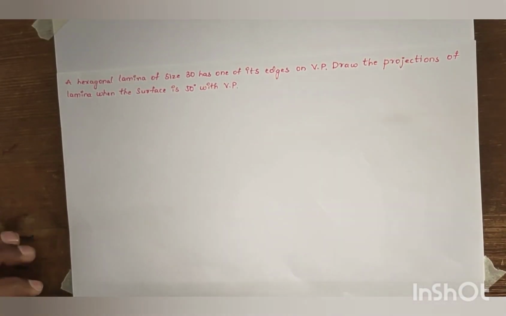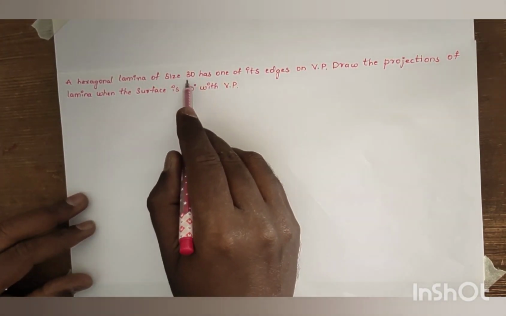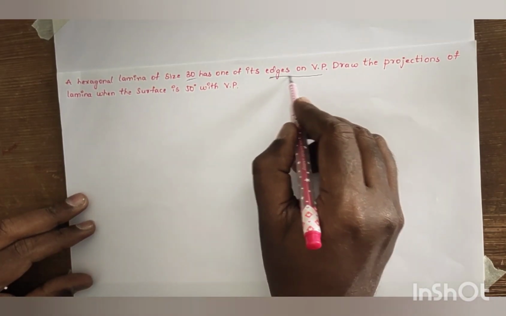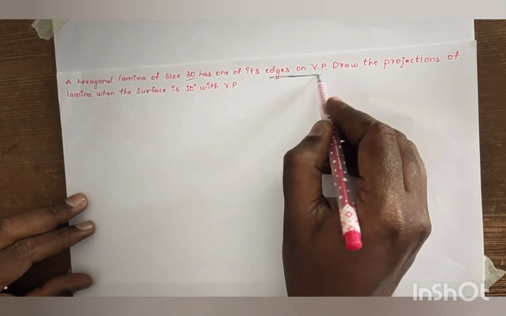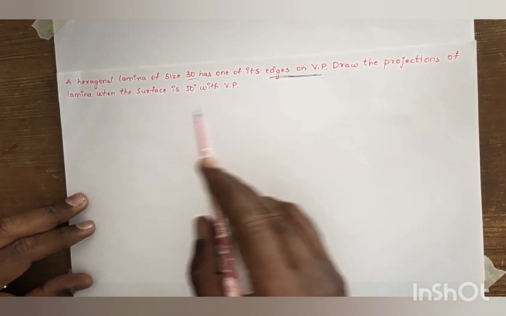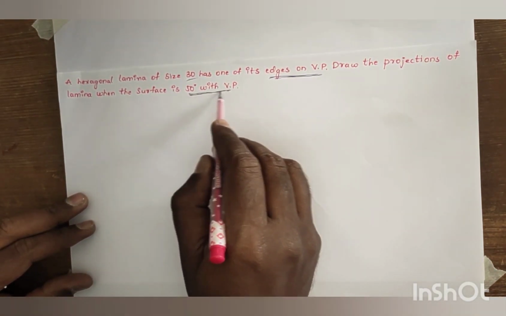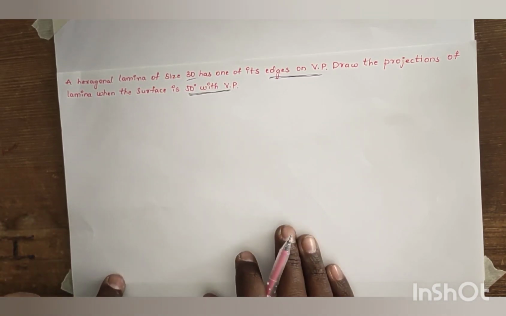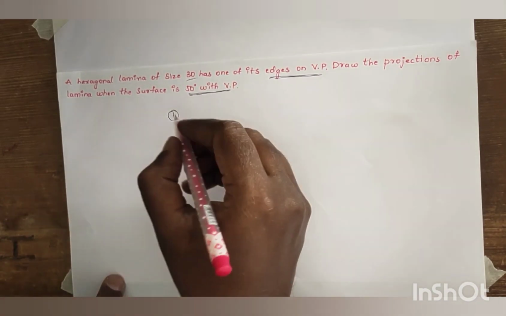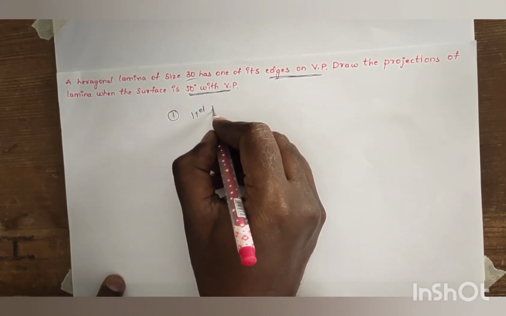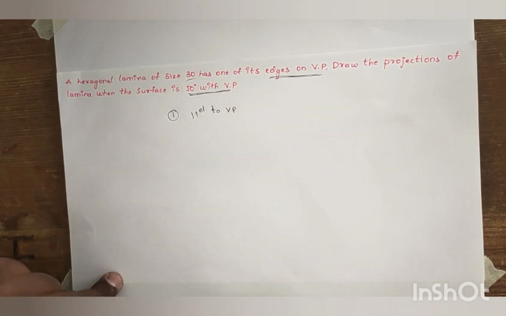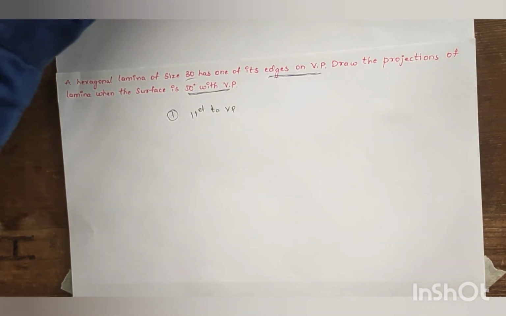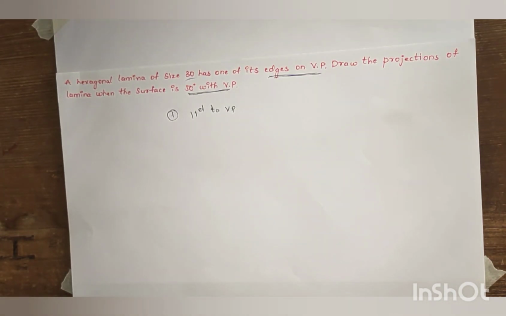Now, let us look into the question. What was given? A hexagonal lamina of size 30 has its edge on VP. Draw the projections of it when the surface is inclined to VP. How much inclination? 50 is given. Then what do we need to consider? First step, the lamina should be considered as parallel to VP.